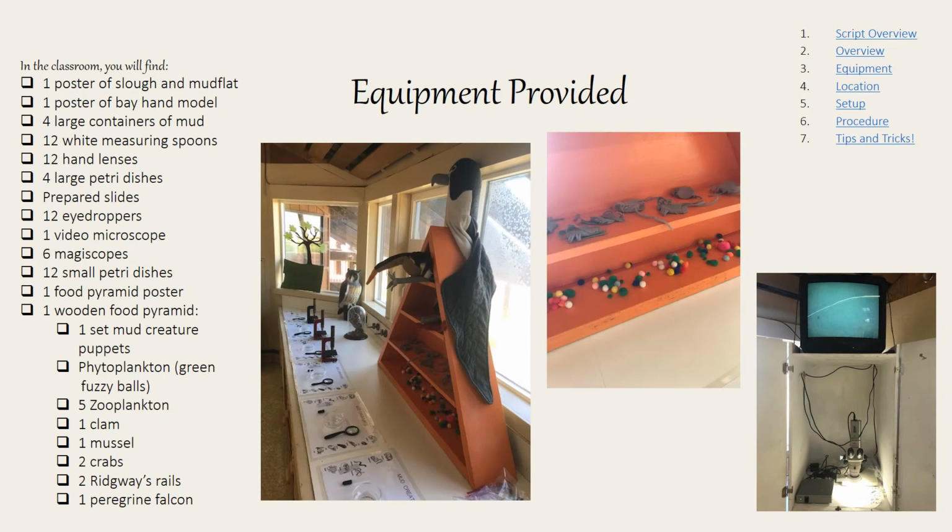In the classroom, you will find one poster of the slough and mudflats, one poster of the Bayland model, 4 large containers of mud, 12 white measuring spoons, 12 hand lenses, 4 large petri dishes, prepared slides, 12 eyedroppers, 1 video microscope, 6 magiscopes, 12 small petri dishes, 1 food pyramid poster, and 1 wooden food pyramid with a set of mud creature puppets: phytoplankton, 5 zooplanktons, 1 clam, 1 mussel, 2 crabs, 2 Ridgway's rails, and 1 peregrine falcon.